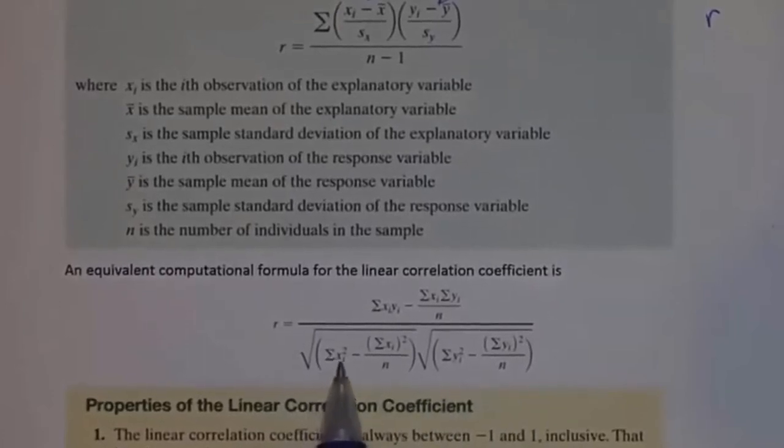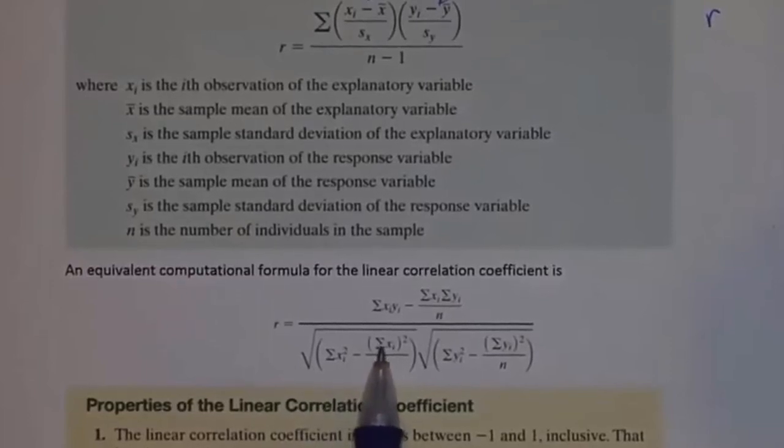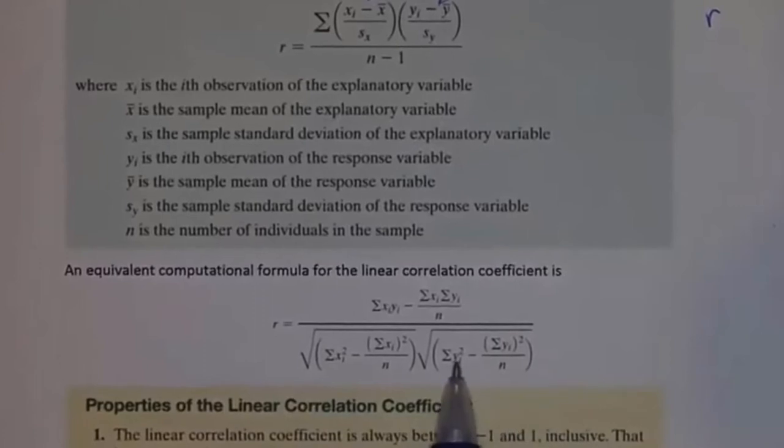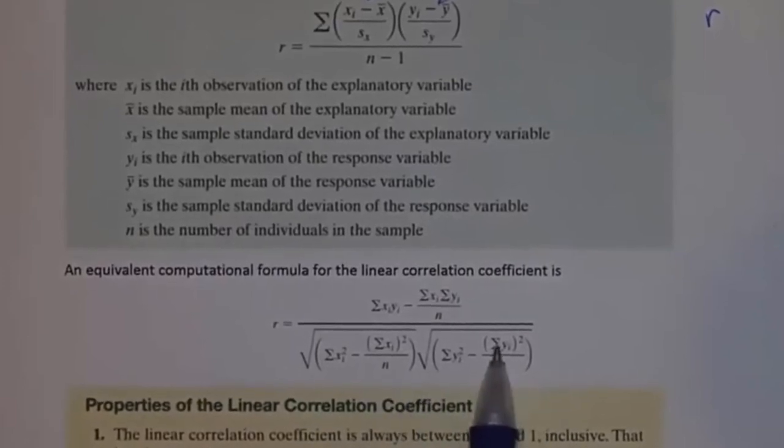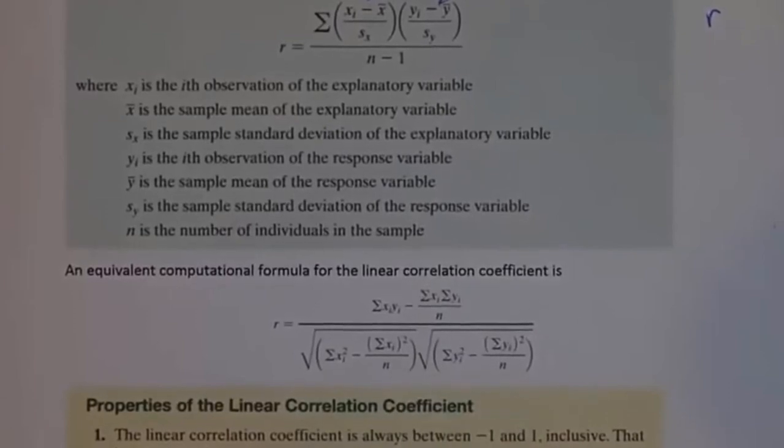So this mess is take all the x values, square them, and add them up. Take all the x values, add them up, then square the answer and divide by n, and subtract those two things, and then square root that. Do the same thing for the y's. Take all the y's and square them, add them up, minus, take all the y's and add them up and square the answer and divide it by n. Do that subtraction and take the square root. Multiply the two square roots and do this division, and you get the same mathematical answer.